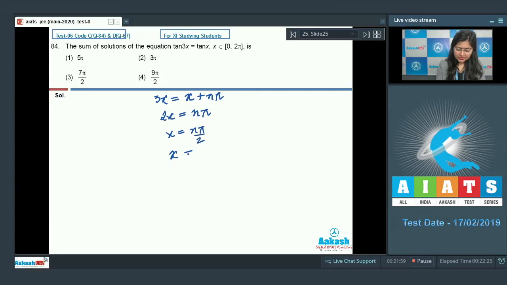So from here we get that x is equal to, putting n equal to 0, 0, and putting n equal to 1, we get pi by 2, or pi, or 3 pi by 2, or 2 pi. Also here we have to see the domain of the given function, that is, x should not be equal to pi by 2, 3 pi by 2. So from here these values will be cancelled. So we are left with 3 values, that is 0, pi and 2 pi. So the sum of the solutions will be 0 plus pi plus 2 pi, that is 3 pi. That is, the correct answer is option number 2.